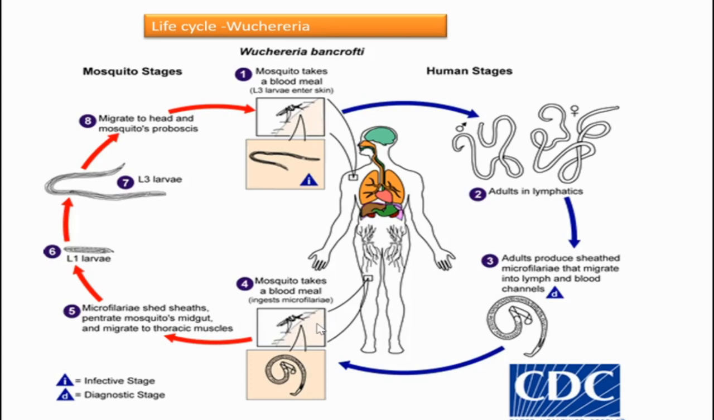When such an infected mosquito happens to bite a man, the microfilaria can reach the blood of that man. From the blood capillary, the microfilaria migrates to the lymphatic system. The lymphatic system itself is the home for that worm. After reaching the lymphatic system, it develops into an adult. That is the life cycle.